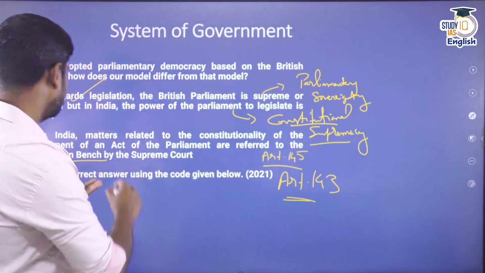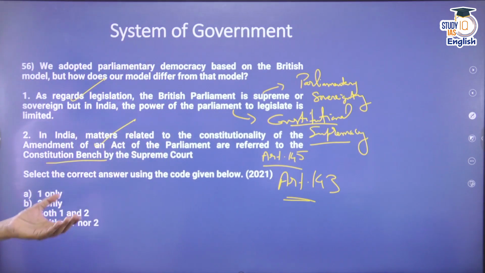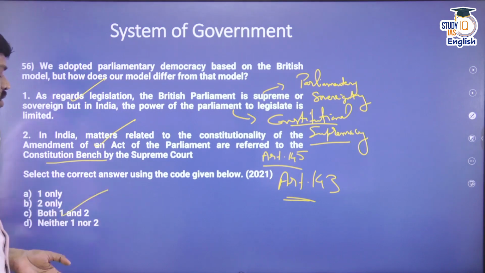So this particular statement is also true. In India, these matters are referred to the constitutional benches. So select the correct answer using the codes given below. So the answer would be both 1 and 2, that is option C.